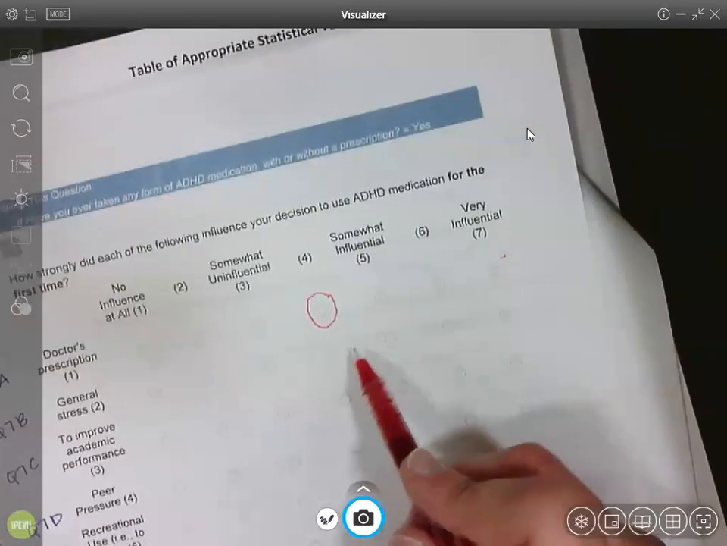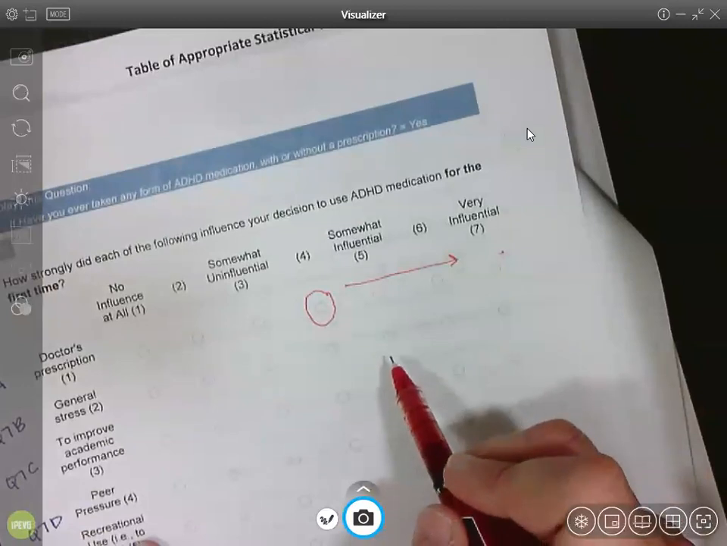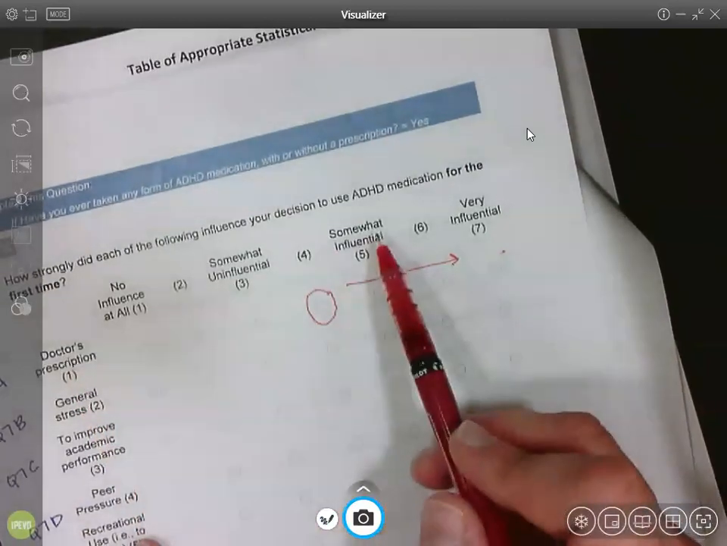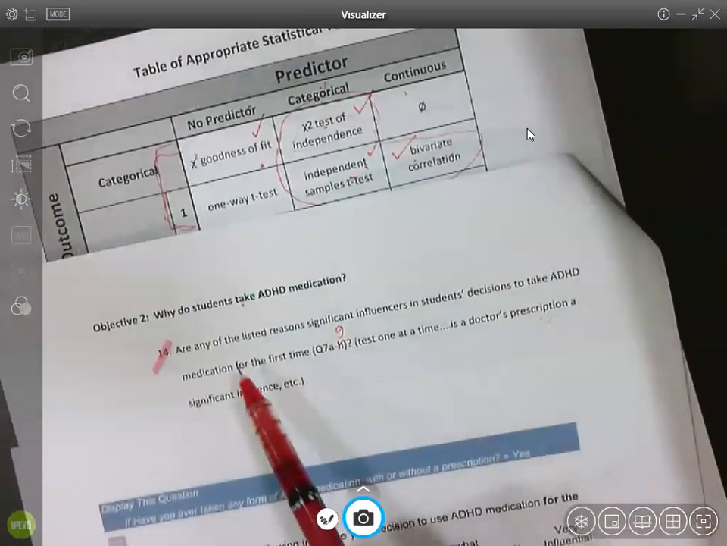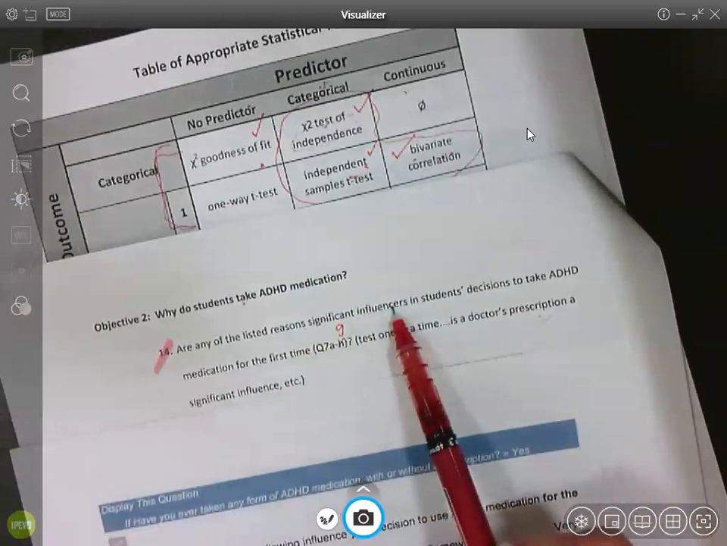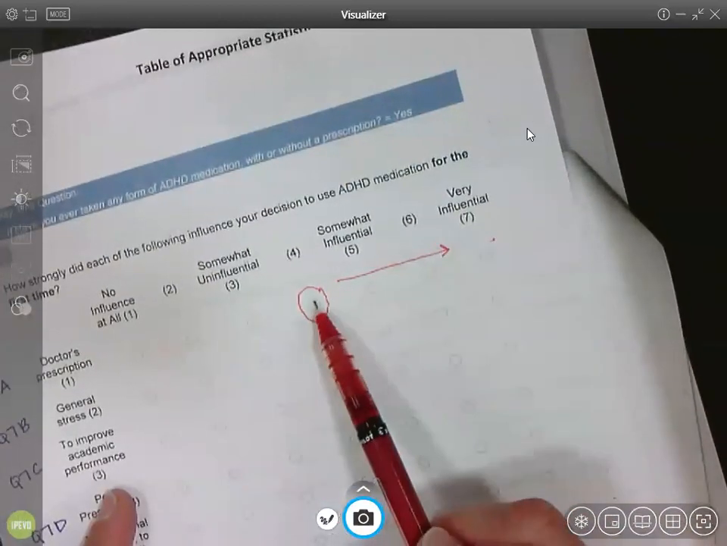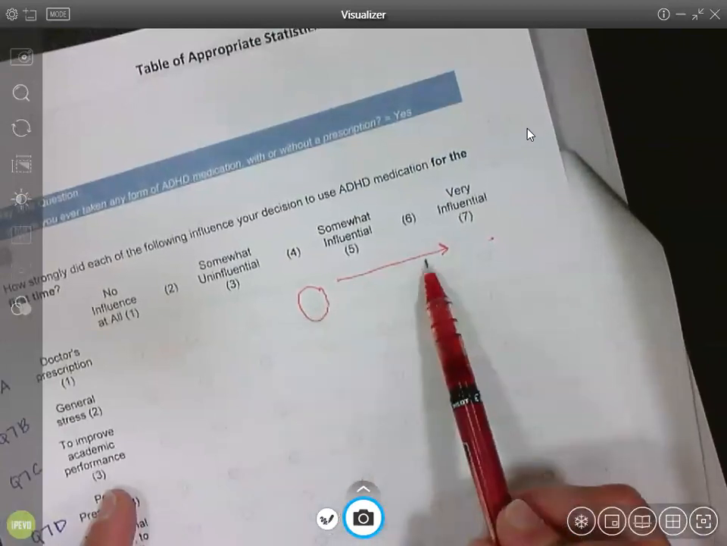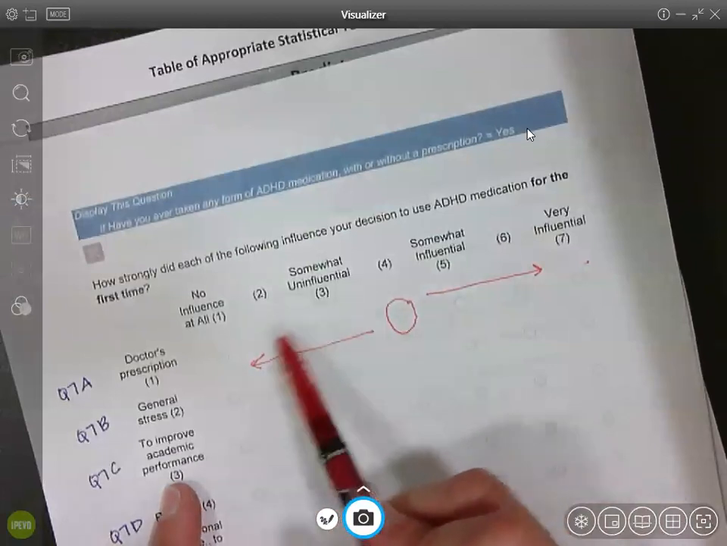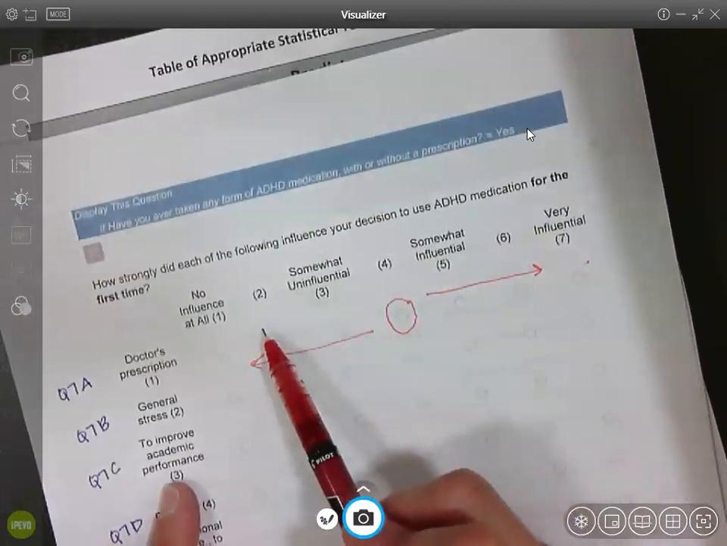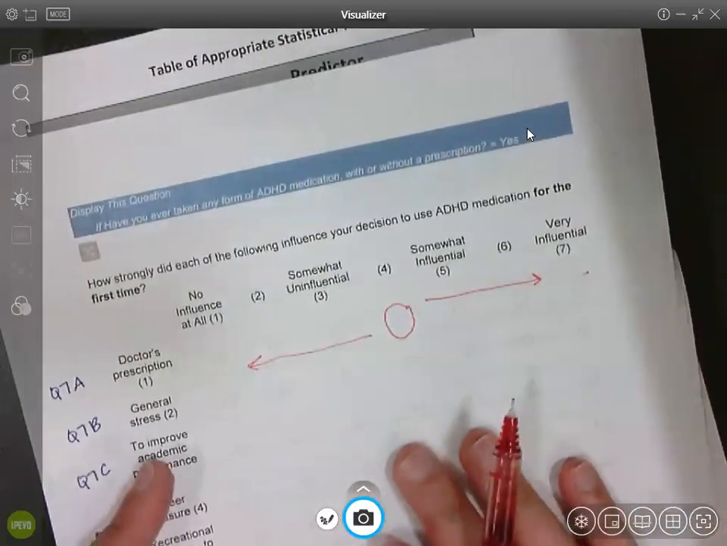And what we want to know when we're doing this test is, was the mean significantly greater than 4, suggesting that a doctor's prescription was influential to some extent in their decision to use? Look at the question. Are any of the listed reasons significant influencers? Did this thing influence their decision, significantly greater than 4? Or maybe the mean is less than 4, saying that this thing had no influence. It was uninfluential in their decision to use this drug for the first time. This one-way t-test is going to do this for us.